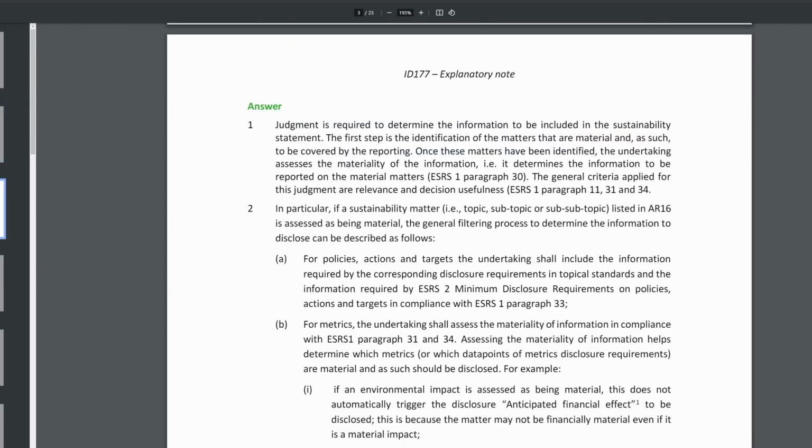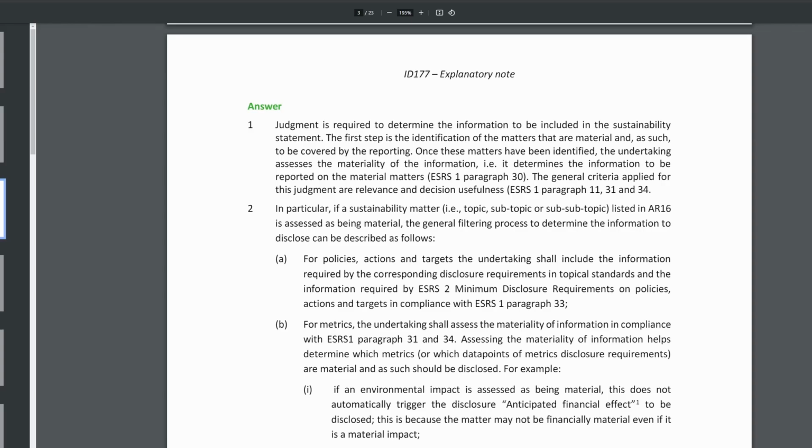Right at the start of the paper, in the first paragraph of the response, EFRAG have reiterated, judgment is required to determine the information which is to be included in the sustainability statement. Judgment is still required. So first identify the matters that are material, and once the matters have been identified, you should assess the materiality of the information that you will report based on judgment. Now, there are some criteria for making those judgments, but it is still a matter of judgment.